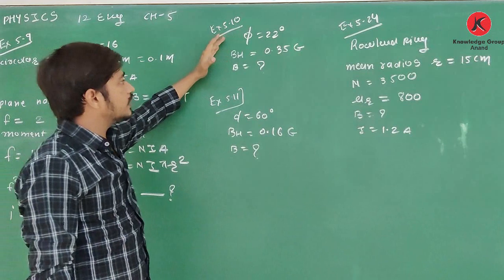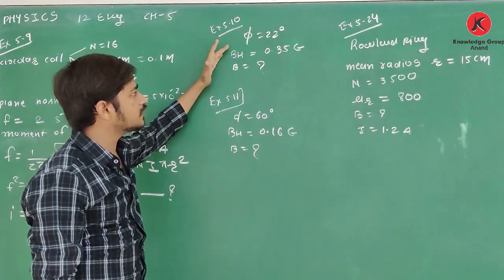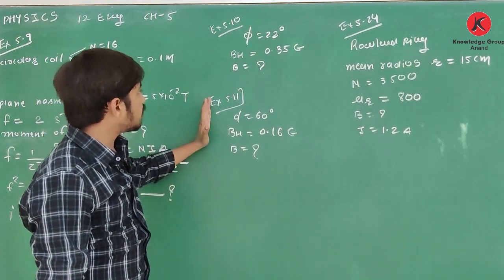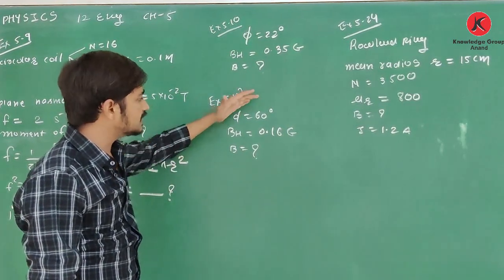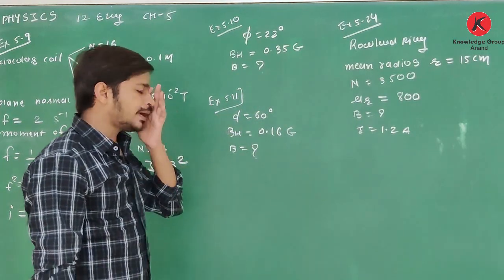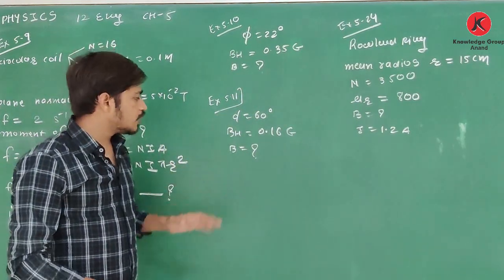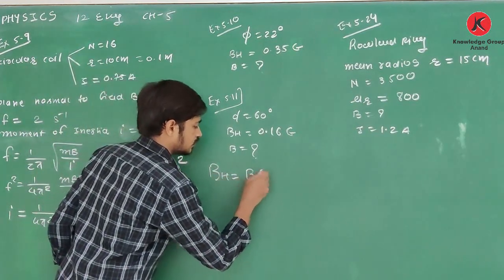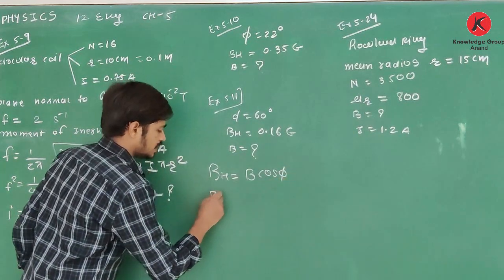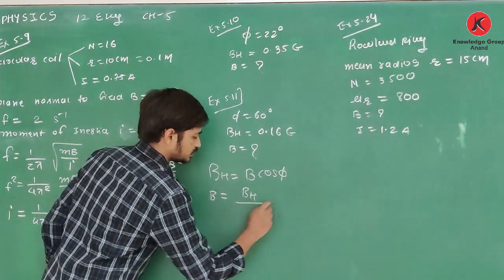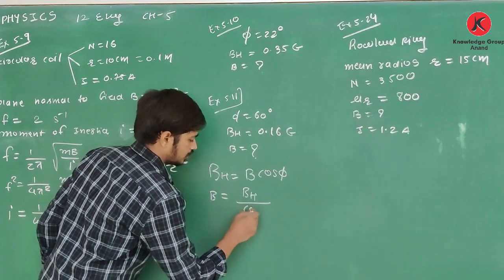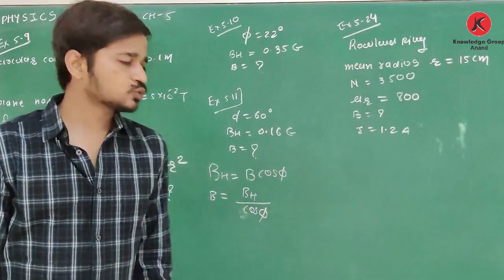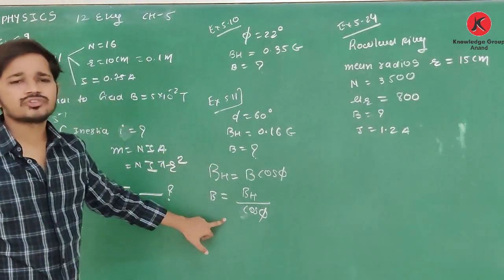Next one is, phi, that is dip angle, is 22 degree. Horizontal component of Earth's magnetic field is 0.35 Gauss, and D you have to find. Exercise 5.11, again phi, that is dip angle, is given as 60 degree. Horizontal component of Earth's magnetic field is 0.16 G. You have to find the magnetic field. We know one relation, BH is equal to B cos phi. So B is equal to BH upon cos phi. Clear about this? So in these two questions you have to use this equation.